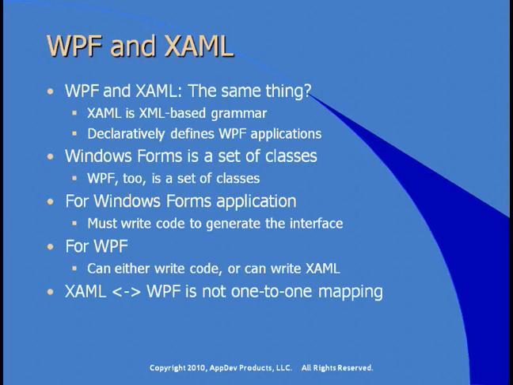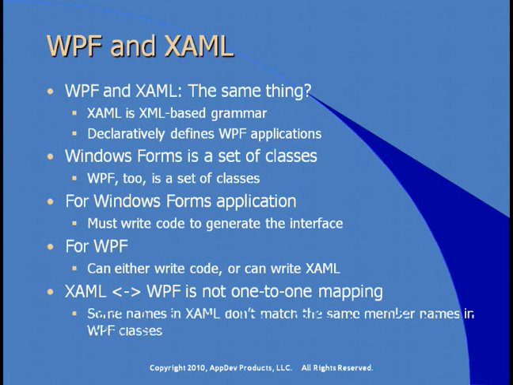It's important to note that XAML and WPF is not a one-to-one mapping. Although there are many classes in WPF that have the same name as the corresponding elements within the XAML markup, there's no rule that says that has to happen. Some names in XAML don't exactly match the same or corresponding member names in WPF classes. You just need to be aware of this as you create your XAML, because sometimes you'll want to go look in the documentation for the class that corresponds to the element you've entered in your markup, and sometimes the names don't match exactly. In general, though, for every element you see in the XAML markup, you'll find a corresponding class in the .NET framework that's part of WPF that represents the behavior of that class.